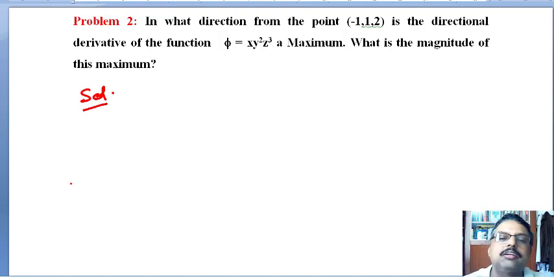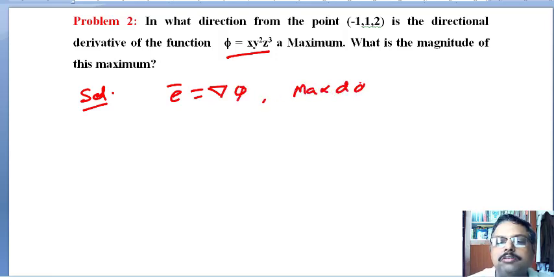In what direction from the point (-1, 1, 2) is the directional derivative of the function maximum? And what is the magnitude of the maximum directional derivative? So the direction is del phi, and the maximum directional derivative equals the modulus of del phi. So very simple. If you know del phi, then it is very simple.